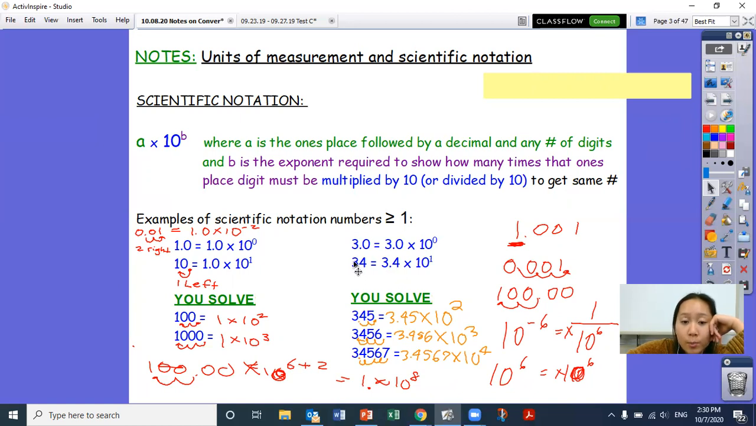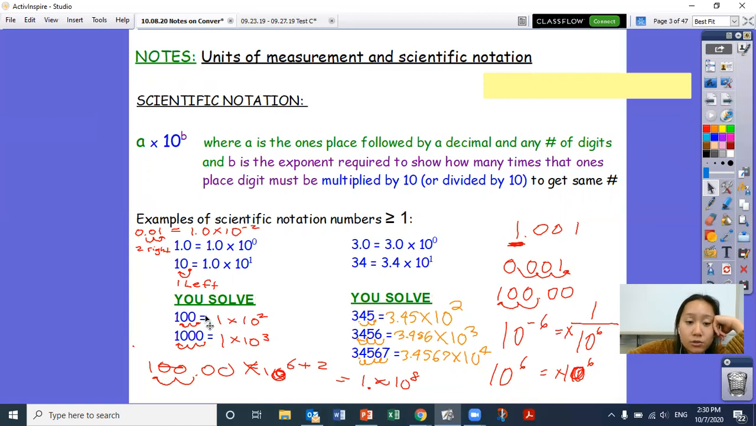Now, is 34 bigger than 3.4? Yes. So therefore, this digit up here for the exponent is going to be a positive. And how many times did we move it? We moved it 1 time from behind the 4 to in front of the 4. So then we're going to have a 1, a positive 1. Okay.